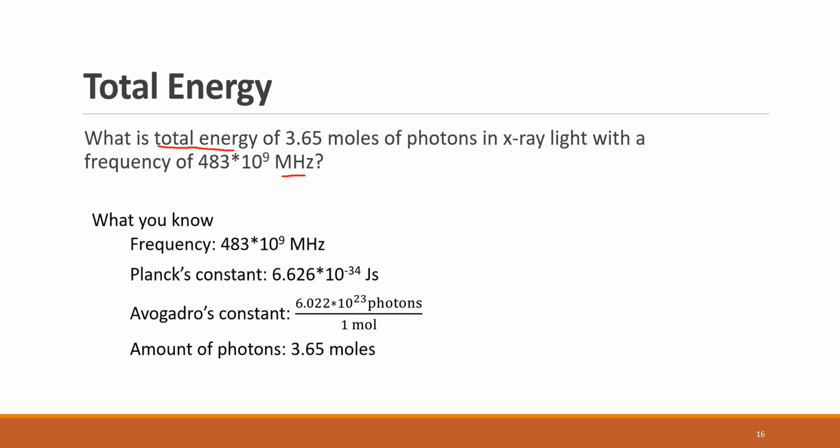So here is what we know. We have the frequency, which will convert into hertz. We have Planck's constant. Avogadro's number, that's going to be our second step. So once we have the energy of a single photon, we'll use Avogadro's number to figure out the energy of a whole mole of photons. And then once we have the energy of a whole mole of photons, we'll multiply that by 3.65 to get the total energy.